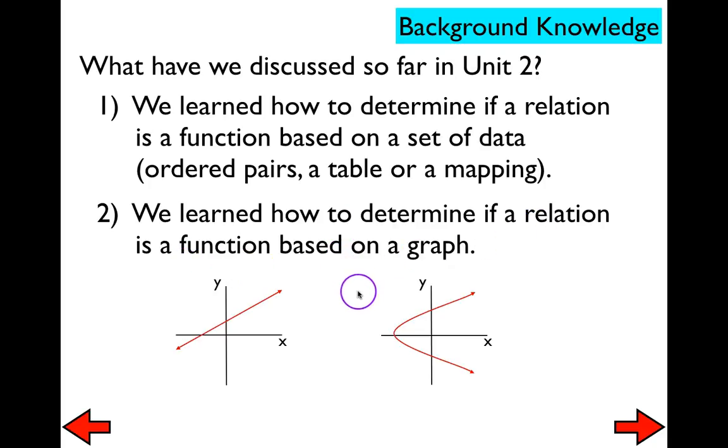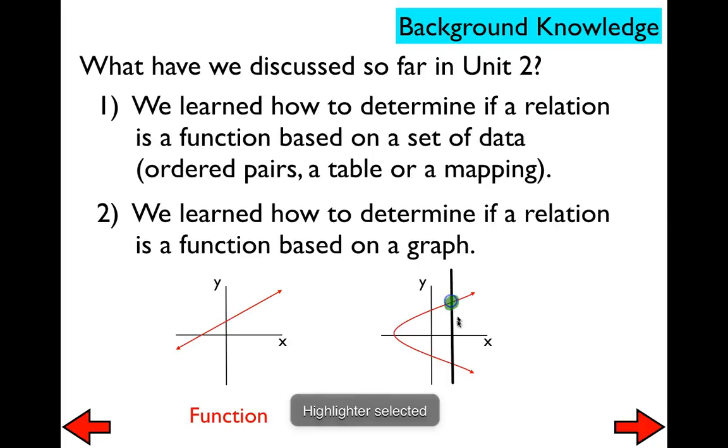Okay, so now something we've also talked about was how to determine if a relation is a function based off of a graph. And we used the vertical line test to test that. In this case, this one would pass the vertical line test, which means it would only intersect the vertical line once, so this one's a function. However, this one, if we drew a vertical line, we would find that it would not intersect only once. In this case, it would intersect twice, once here and once here, so we would say this one's not a function.